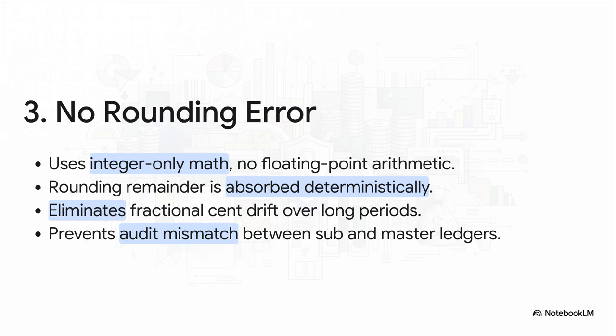Well, instead of using complex decimal points, the floating point numbers that cause all those tiny rounding errors, the system uses only whole numbers for its math, integer only. Any leftover remainder is handled in a totally predictable, predefined way. And just like that, you've completely eliminated the possibility of that fractional cent drift. No more audit mismatches between the different ledgers.